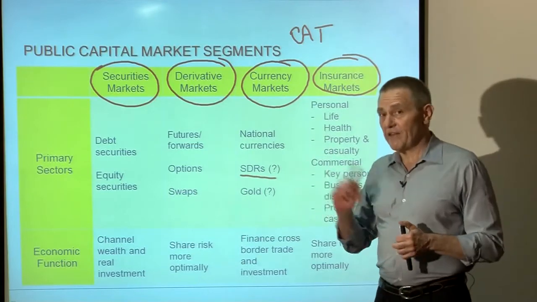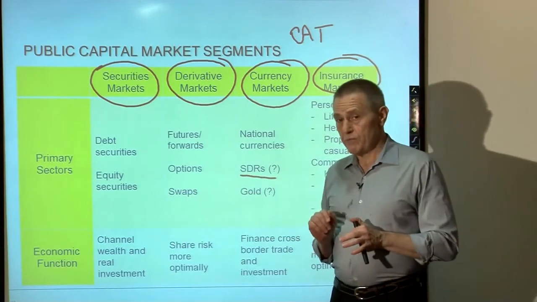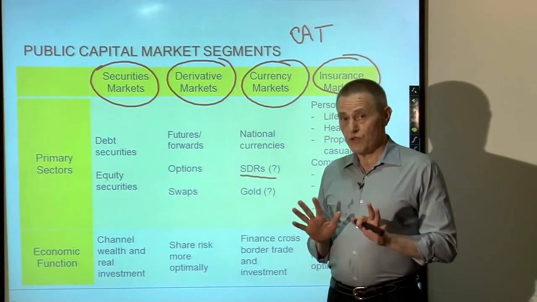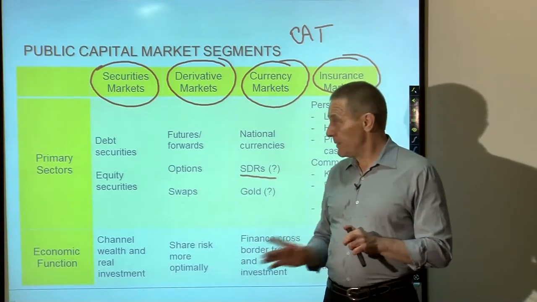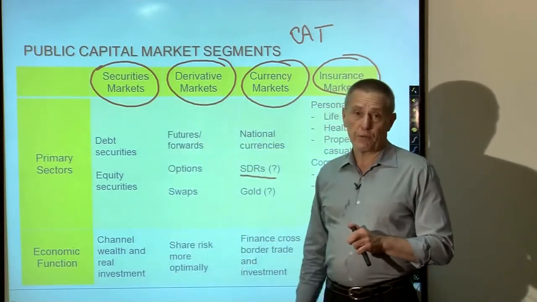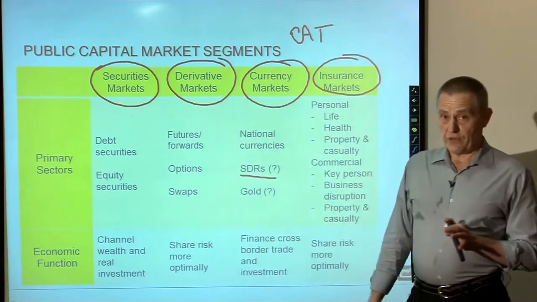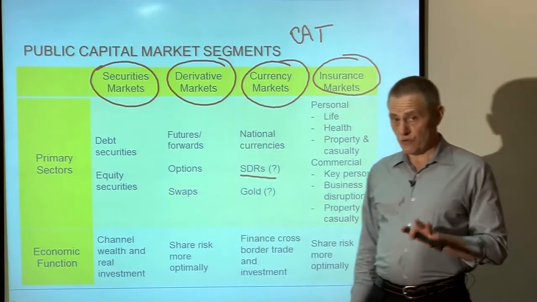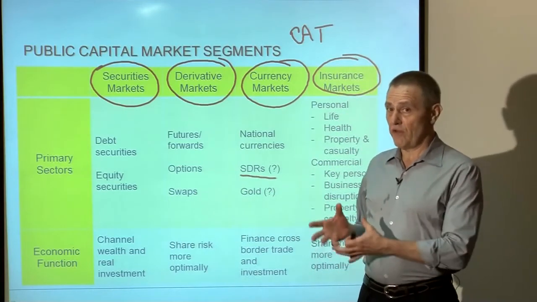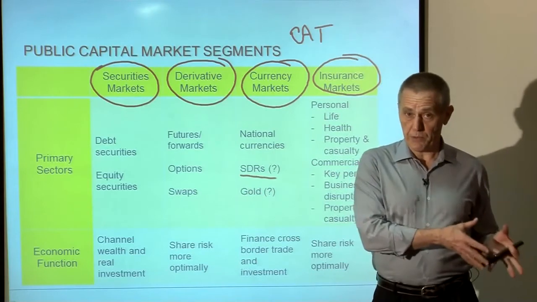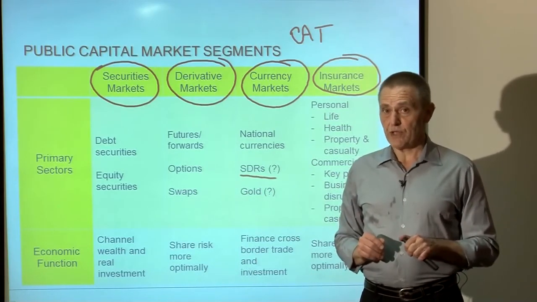Now, looking at the functions of those four market sectors, you might remember the functions we'd mentioned earlier. Well, one of those was channeling wealth into real investment. We'll look at that in more detail in just a few minutes, but that's really the primary purpose of the securities markets. The derivative markets, on the other hand, don't really directly cause or facilitate the flow of wealth from where it's accumulated to where it's going to be put to use in the real investment we talked about before, although they support that in some way.